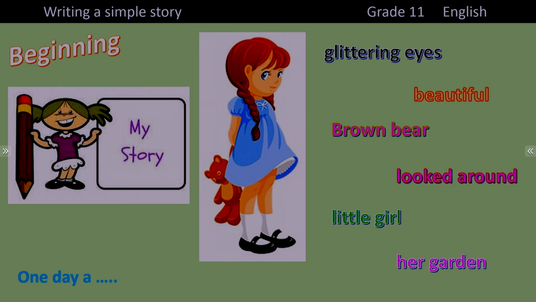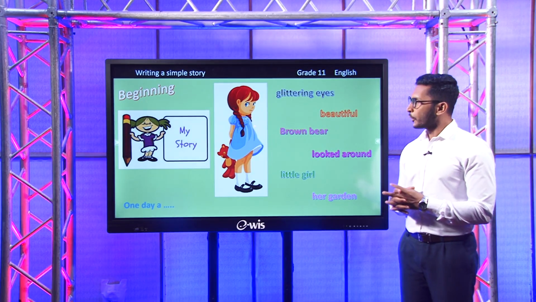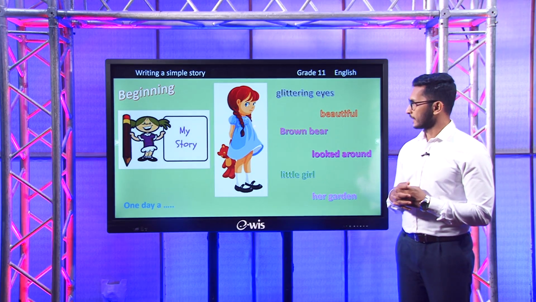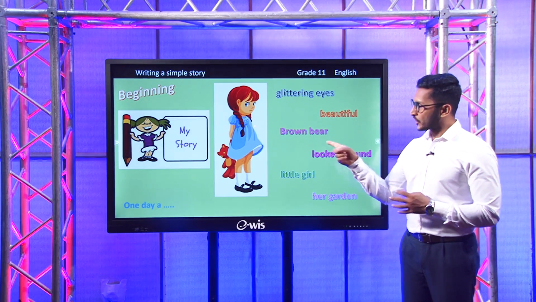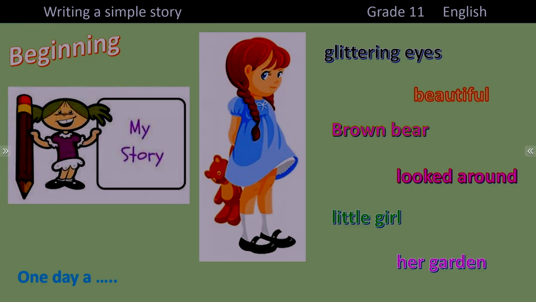Right. You're going to write the beginning of the story here. You're going to start with "one day". Now these words and phrases will help you. Glittering eyes, beautiful, brown bear, looked around, little girl, her garden. You're going to introduce the first character here, the little girl. She is beautiful, of course, and she has a brown bear. And here we have the action, she looked around. Now take your time and try to write the beginning of the story.